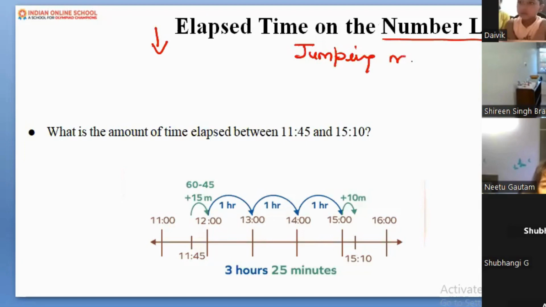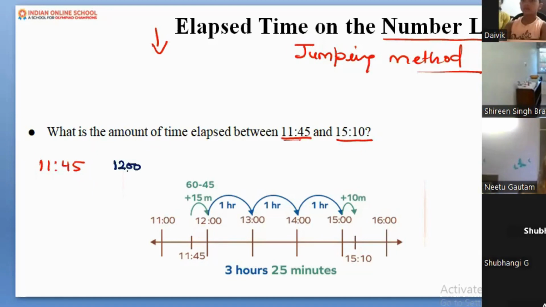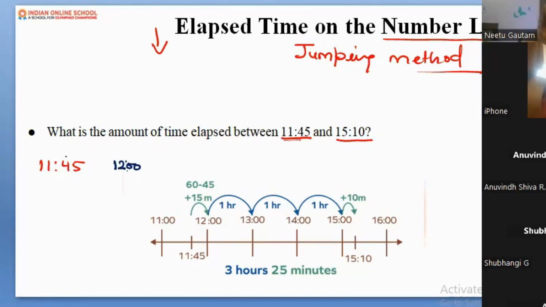Now, if I'm asking what is the amount of time elapsed between 11:45 and 15:10, how am I going to find it? The start time here is 11:45, so I will write 11:45 over here. Now I will take the time which is nearest to 11:45 and which is round the clock. After 11:45, it should be 12 o'clock. And 12 o'clock is after how much time from 11:45? 15 minutes.